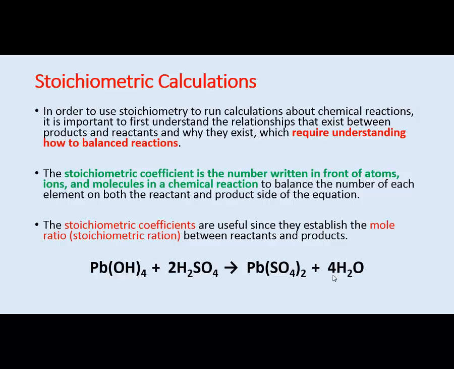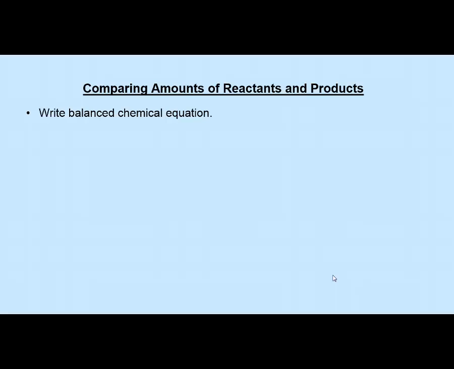So when I'm setting up a stoichiometric calculation to compare the amounts of, let's say, reactants and products, the very first step you want to take is write a correctly balanced chemical equation. So if you don't remember how to balance chemical reactions, you will want to go back and review that, because you will need a correctly balanced chemical reaction in order to have the correct stoichiometric coefficients.